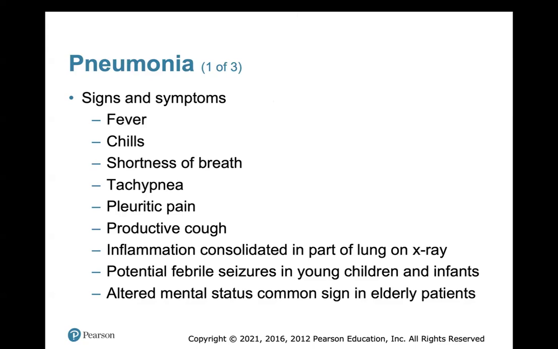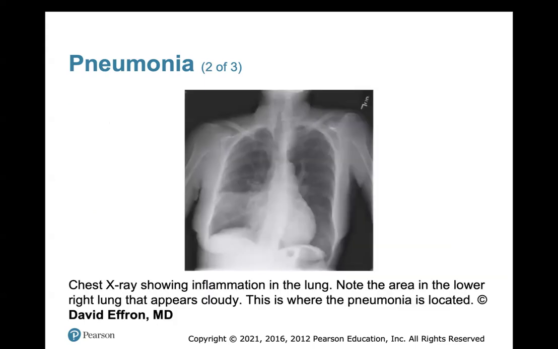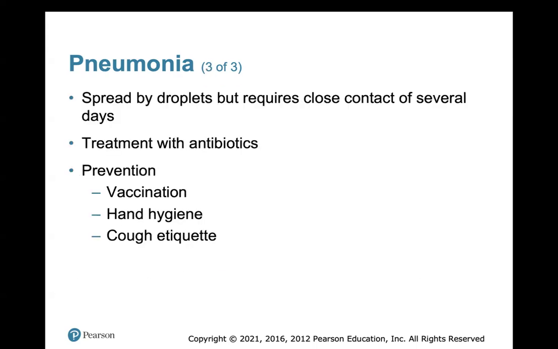All right. You may also have to deal with somebody who has pneumonia. Signs and symptoms can include fever, chills, shortness of breath, tachypnea or rapid breathing, pleuritic pain, which is pain with breathing, and a productive cough, so coughing up some green, yellow nastiness, and inflammation consolidating part of the lung on an X-ray. This could also lead to potential febrile seizures in young children and infants, so fever-induced seizures. Altered mental status is common in elderly patients. You don't need to know what a chest X-ray looks like, since we don't have X-ray machines on ambulances, right?